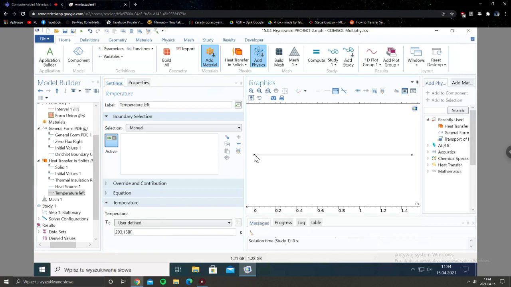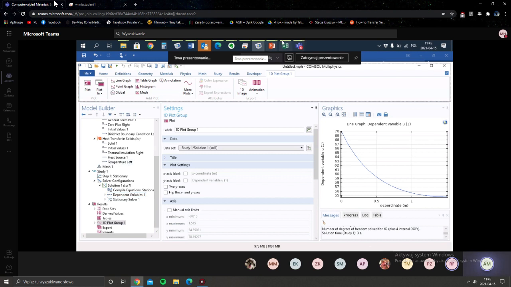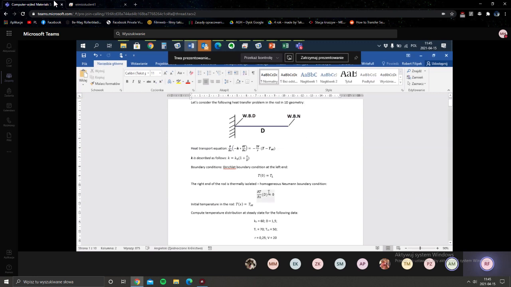Excuse me, but could you tell me why for the right side we choose thermal insulation and for the left side temperature? Because this is how our model is formulated. Oh, okay. Thank you. So the most important thing is the formulation of the model. And this formulation of the model we transfer to COMSOL. And it is very important, of course, to understand different aspects of COMSOL to properly transfer the original model from the paper to COMSOL. Okay?